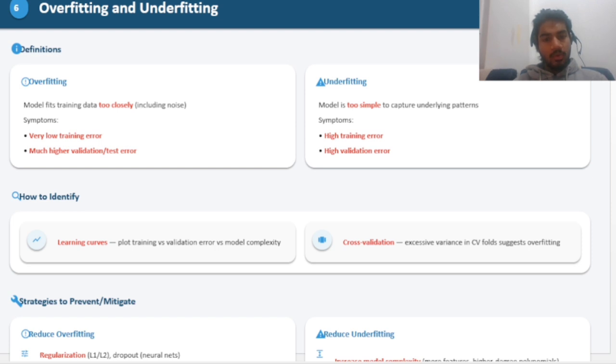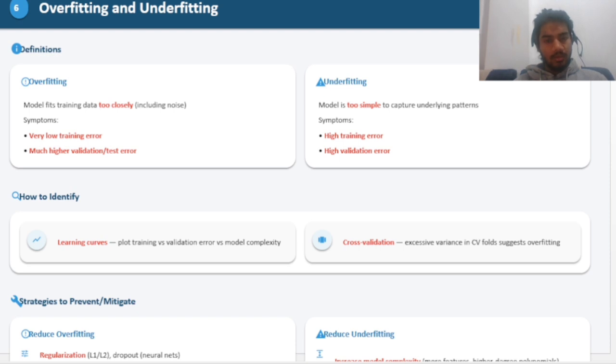To avoid it, the first method is to reduce model complexity. Second, use regularization, L1 and L2. Third, use dropout in neural networks. Fourth, get more data and a larger sample. Fifth, early stopping. And sixth, cross validation of the data.